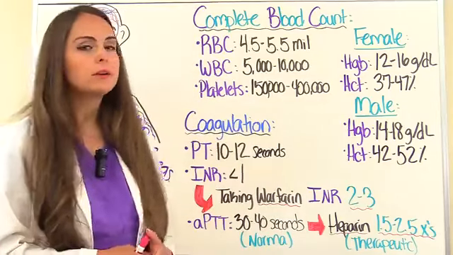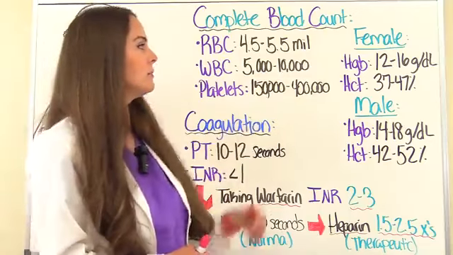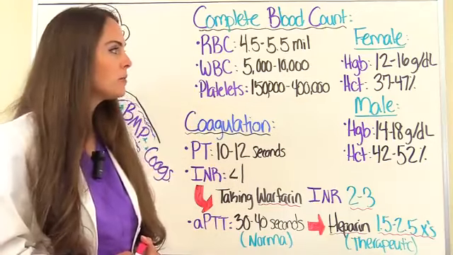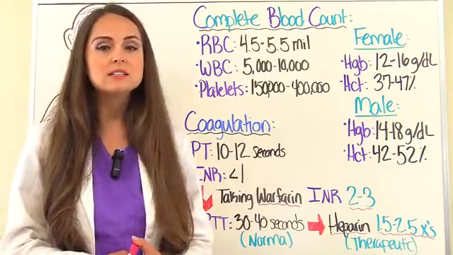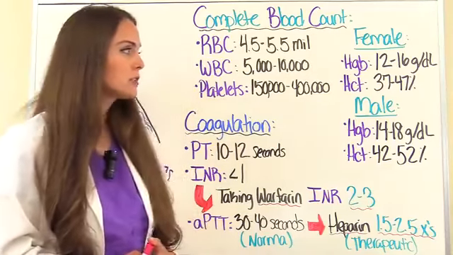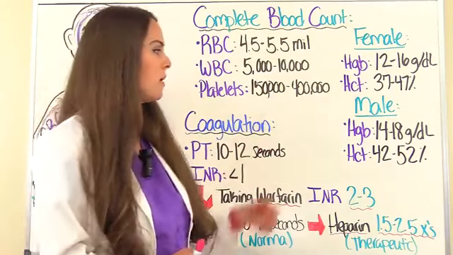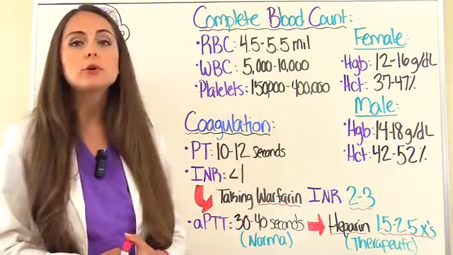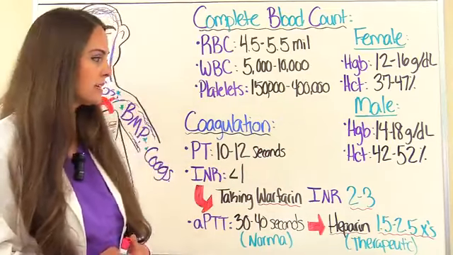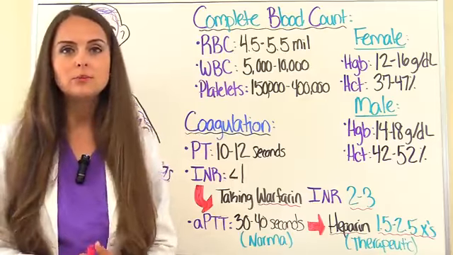And it varies between the female and the male, and I would remember the differences. For a female, a normal hemoglobin range is 12 to 16 grams per deciliter. A normal hematocrit is 37 to 47%. And for a male, a normal hemoglobin is 14 to 18 grams per deciliter. And a normal hematocrit is 42 to 52%.